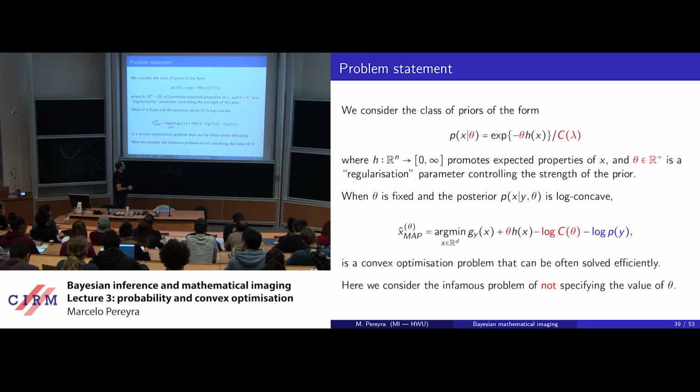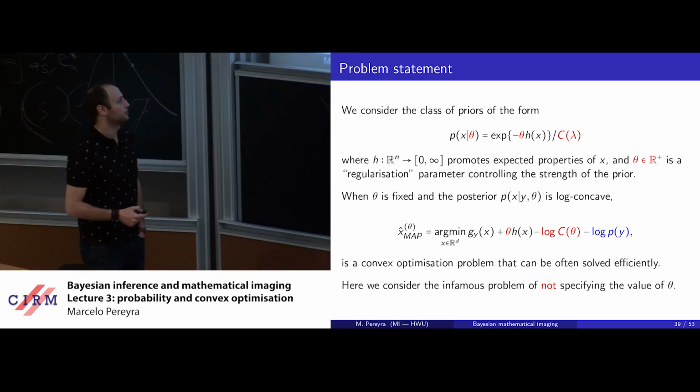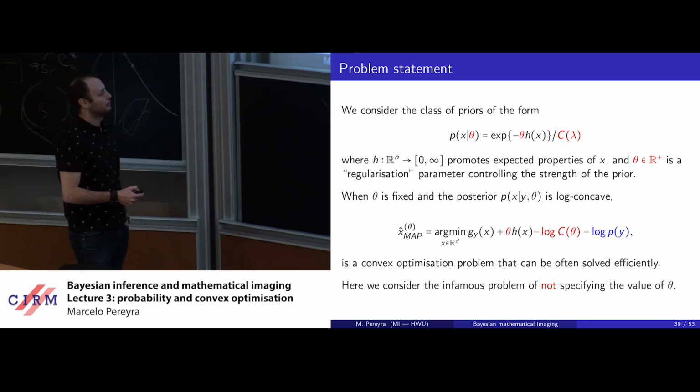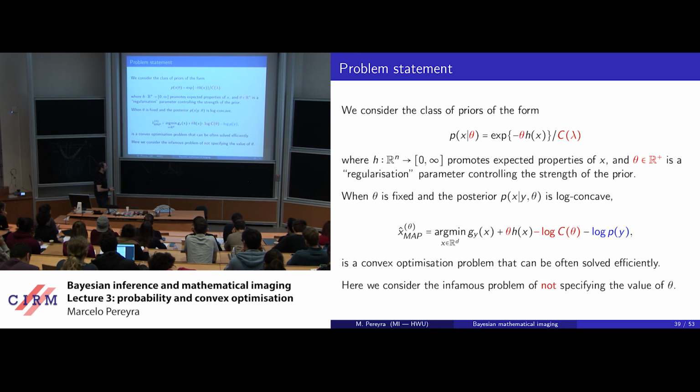But when theta is not known, then things become complicated, and even optimization would not be straightforward at all, because now theta is not known, and if I want to optimize with respect to theta and x, then I have a function here, C of theta, the normalizing constant of my prior, which we talked about yesterday, is a big integral.